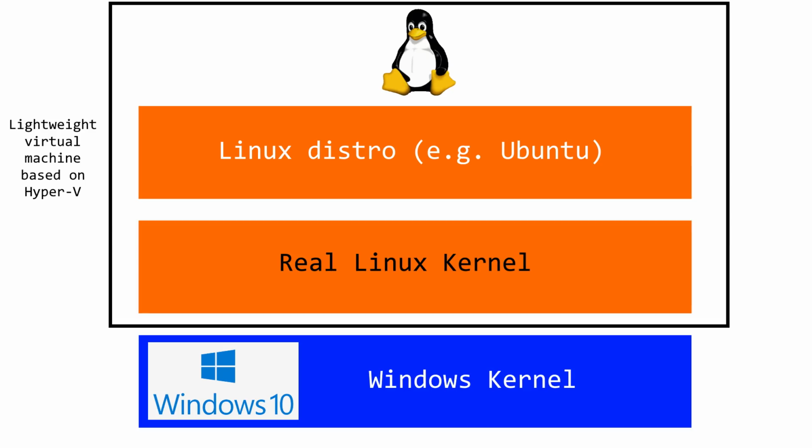Now WSL2 is very, very different. Now you actually have a real Linux kernel built and maintained by Microsoft itself. Of course, the starting point is the mainline kernel, and then Microsoft have published their version of the kernel on the internet, on GitHub, and basically you're now running a lightweight virtual machine based on Hyper-V. So this is basically virtualization, and then you actually have a real kernel running, and then on top of that you then have a Linux distribution like Ubuntu, for example.